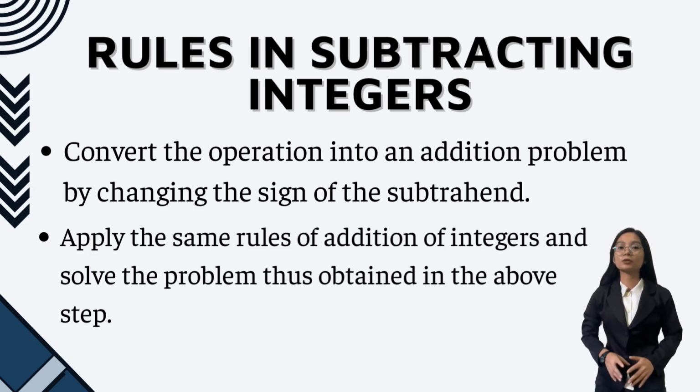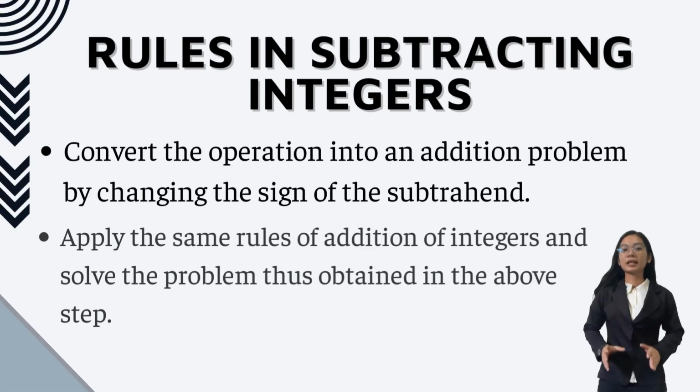We can turn subtraction into addition, which we already know how to do. The first rule here is to convert the subtraction problem into an addition problem by changing the sign of the subtrahend, or the second number.